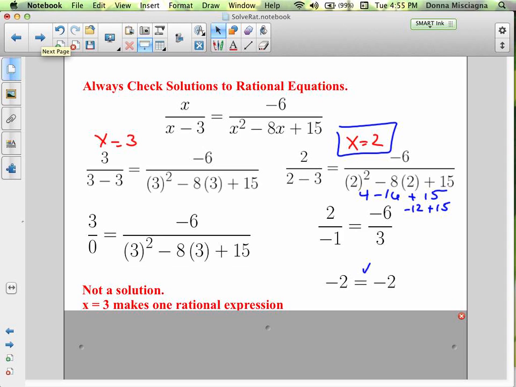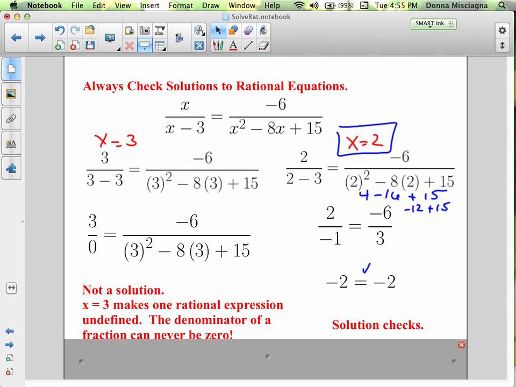Let's look at what happens when we check the 3. Now we plug 3 everywhere we see an x. So now we have 3 divided by 3 minus 3 equals negative 6 divided by 3 squared minus 8 times 3 plus 15. There's no point in even simplifying the rest of the equation because we have 3 over 0. So, not a solution.